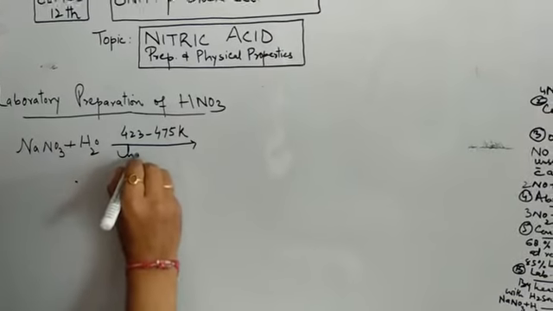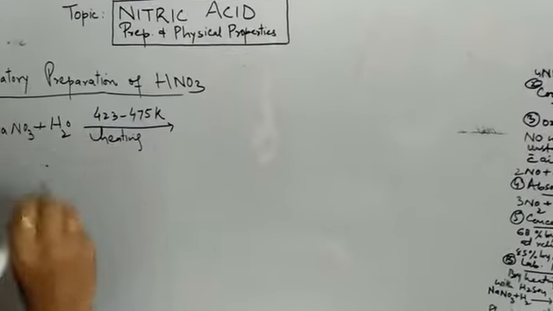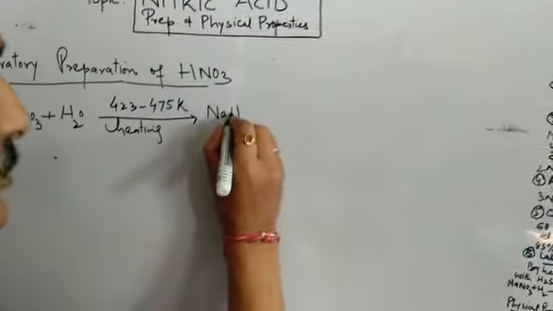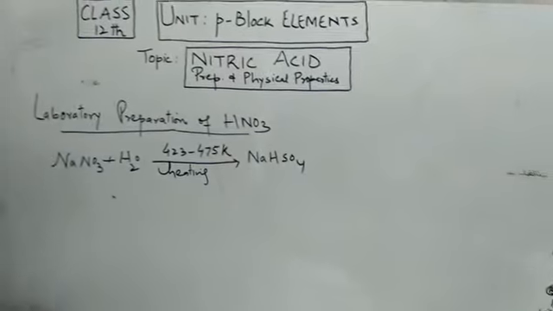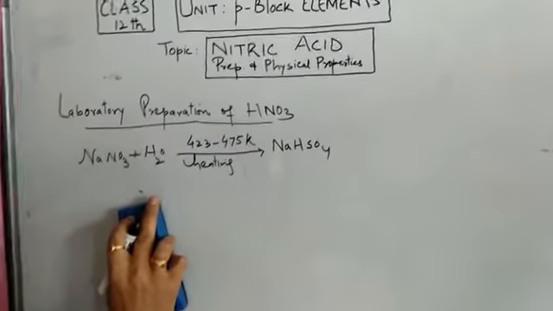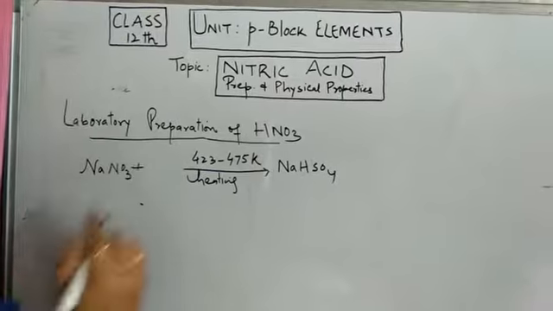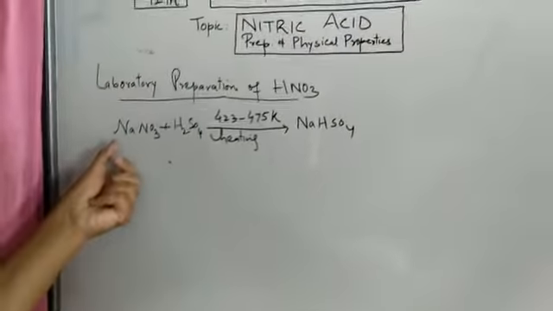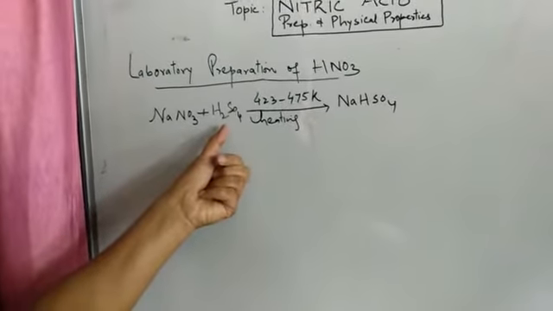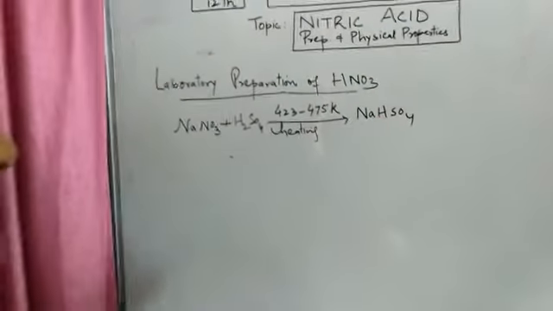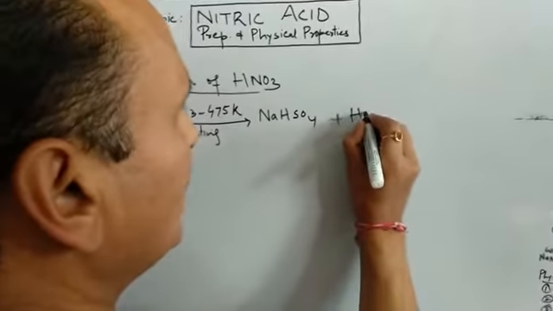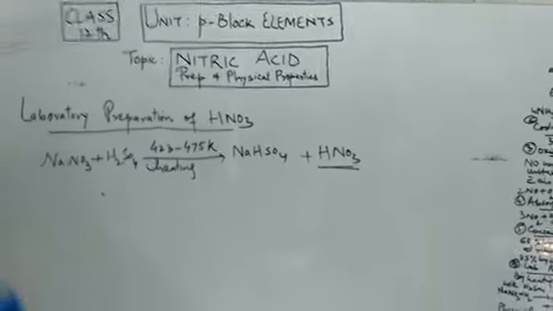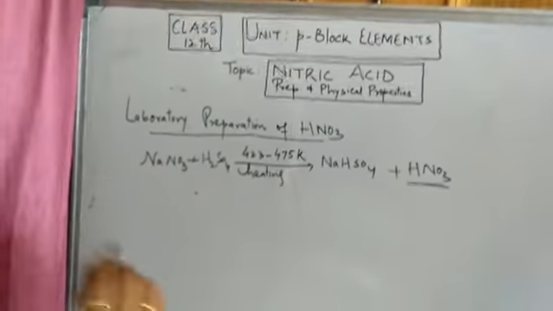So heating is done at this temperature, and at this temperature sodium bisulfate is obtained. That means here we shall have to add sulfuric acid to it. So in the laboratory method, sodium nitrate is treated with sulfuric acid, and as a result we get sodium bisulfate and nitric acid. So nitric acid has been obtained by this reaction. In the laboratory, this is how we prepare nitric acid.